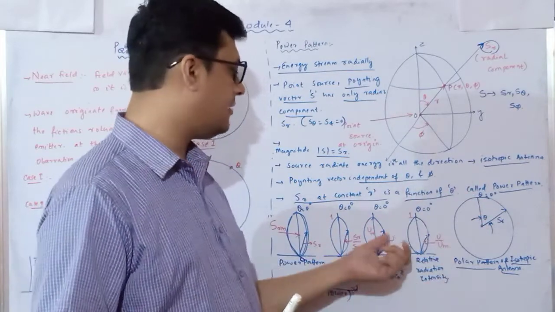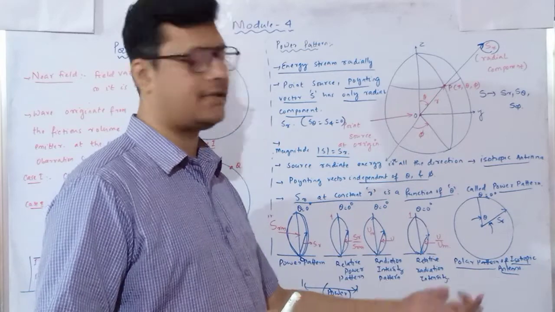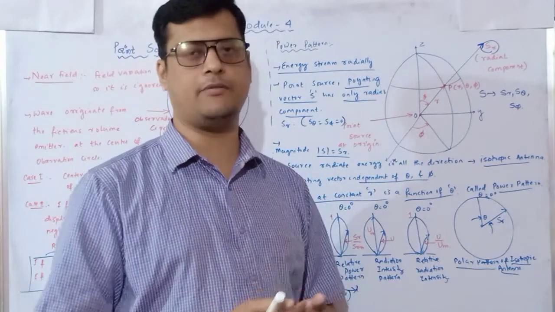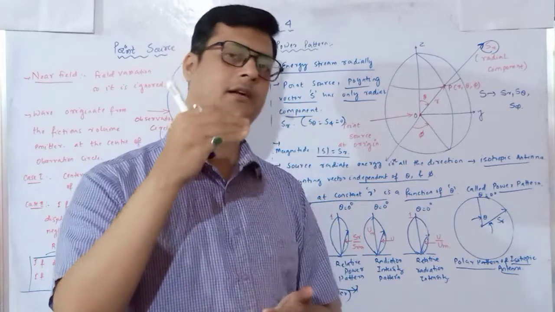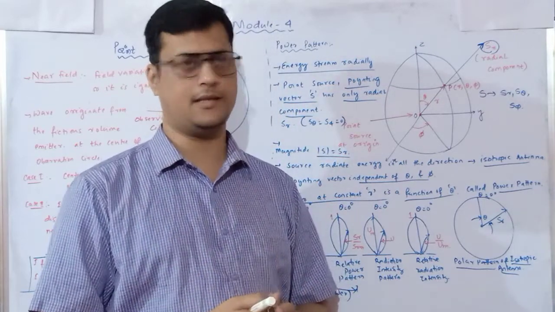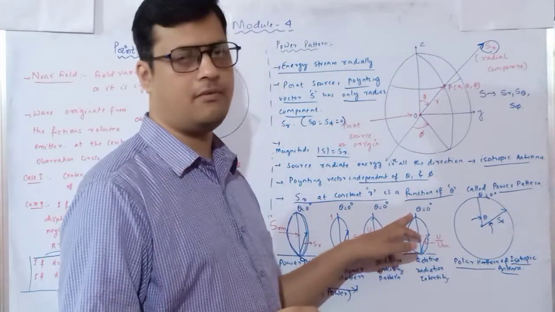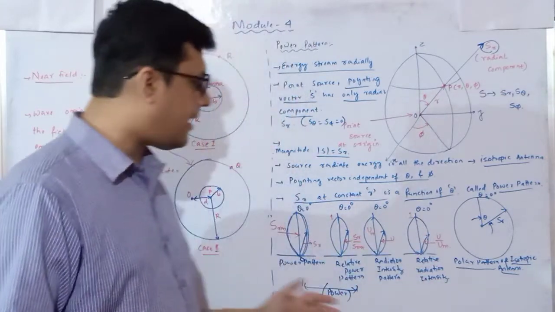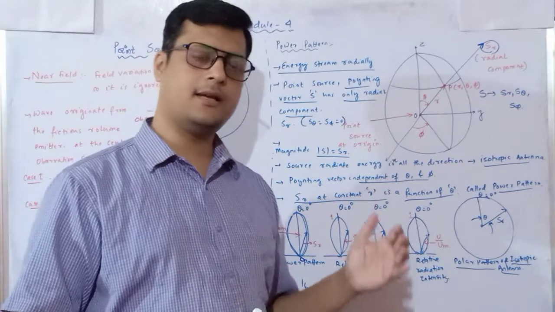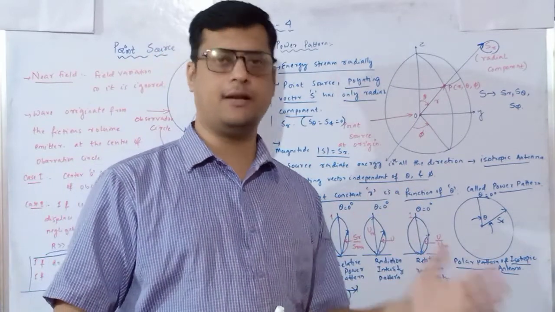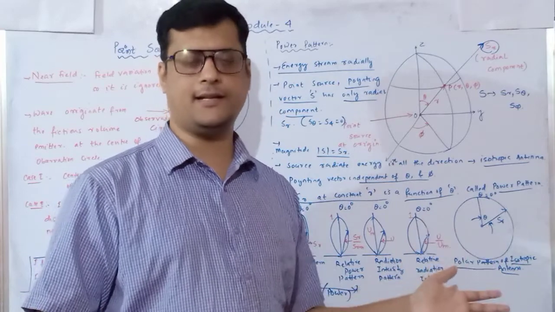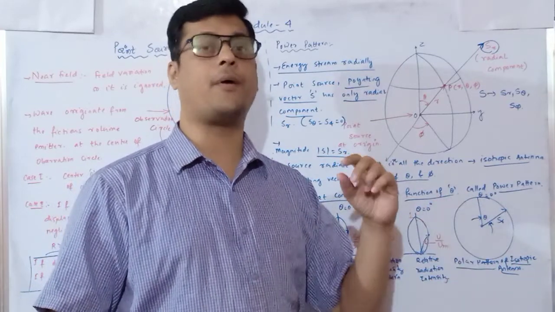So next one is the relative radiation intensity. Relative radiation intensity means you have to take a ratio of the intensity divided by the maximum intensity, and this point will become 1 when theta is equal to 0 degree. So these are the representations of the field pattern, power pattern, or radiation intensity pattern for a point source.